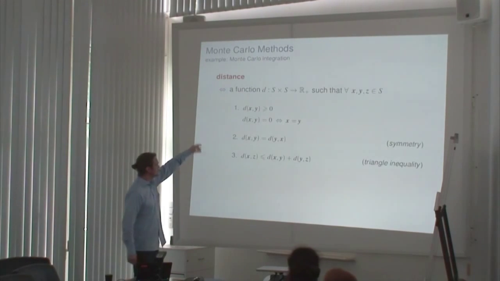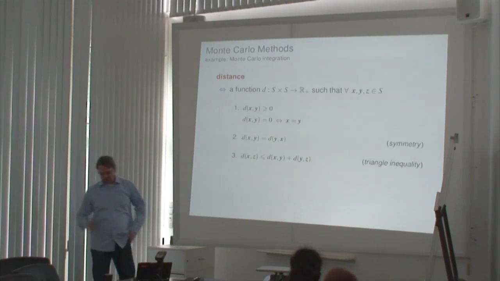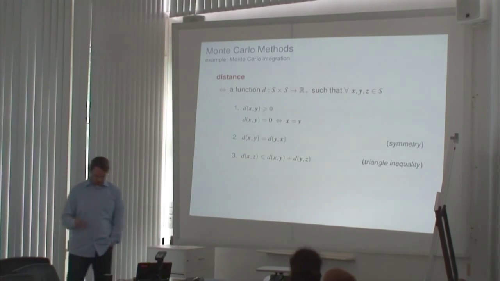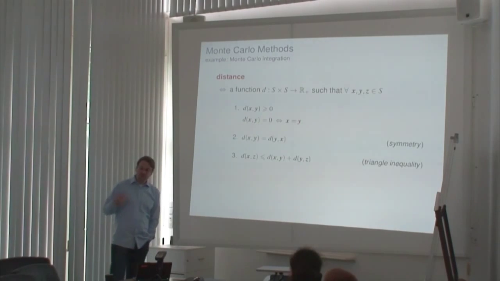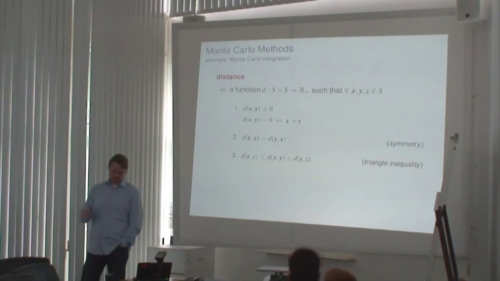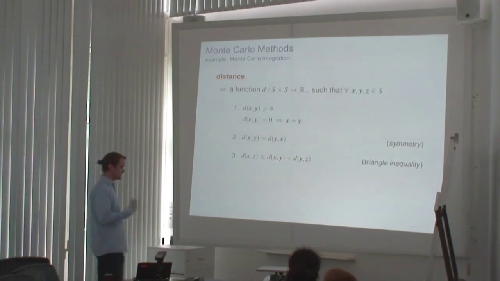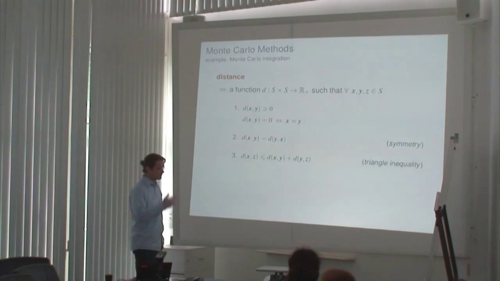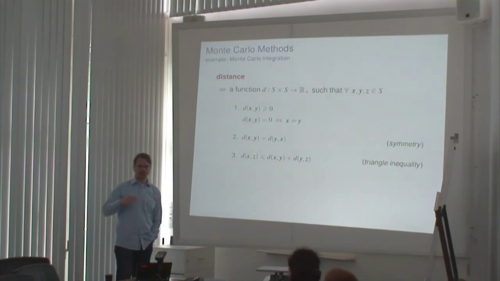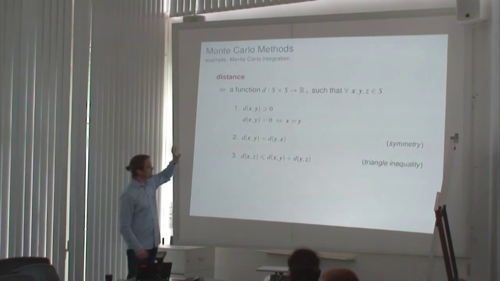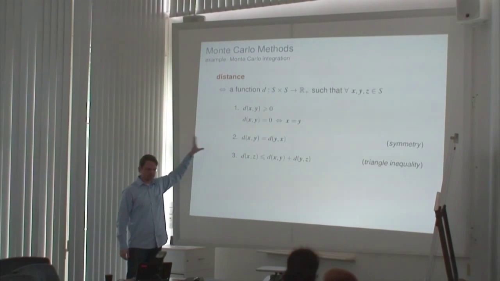The second property we require from a function d to be called a distance is that it has to be symmetric. And that is to say that the order of the two arguments, x and y, does not matter. In other words, d of x and y is supposed to be the same as d of y and x. There are many, many functions that do have these properties.